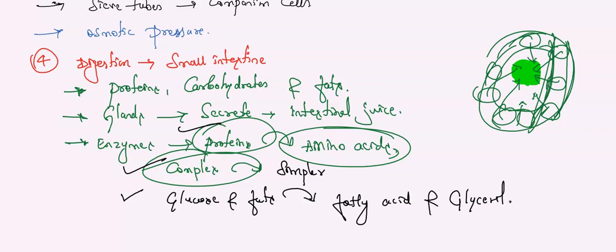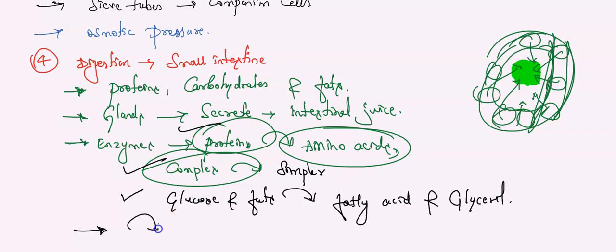First point, small intestine is the site of the complete digestion of proteins, carbohydrates and fats. Next point, glands present in the walls of the small intestine secrete intestinal juice. Next, enzymes present in the intestinal juice convert proteins into amino acids, complex hydrocarbons into simpler hydrocarbons, glucose and fats into fatty acids and glycerol.